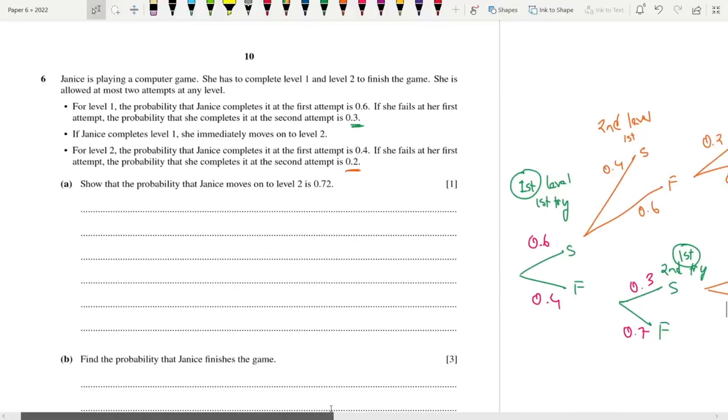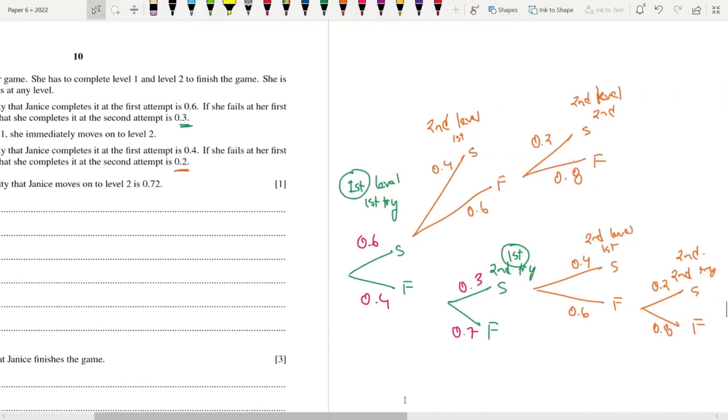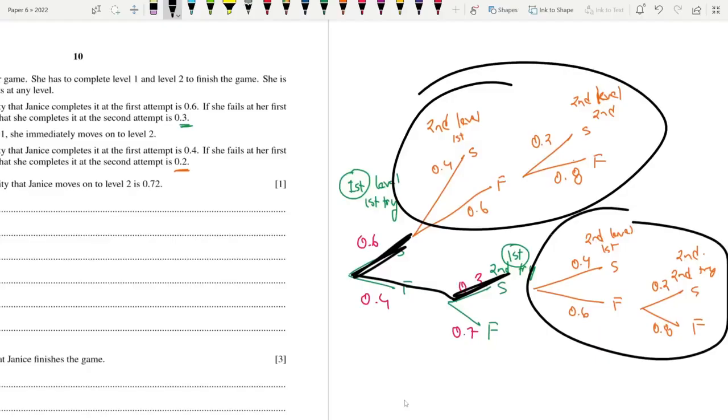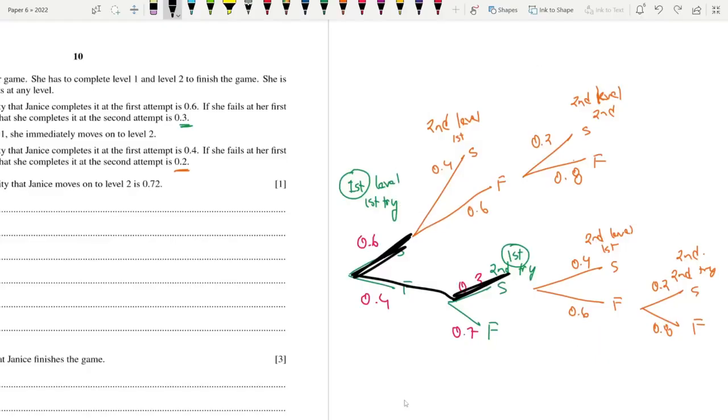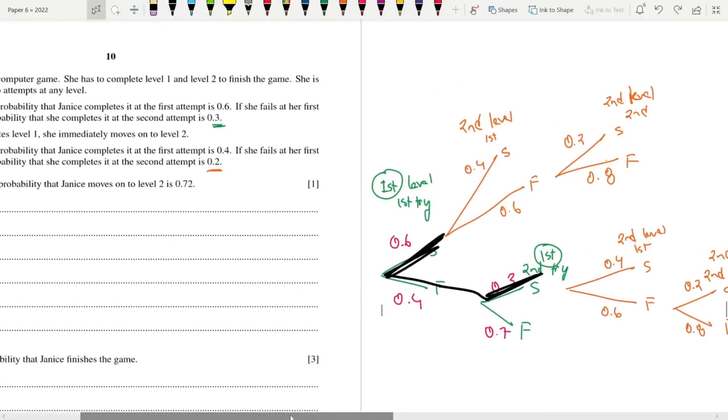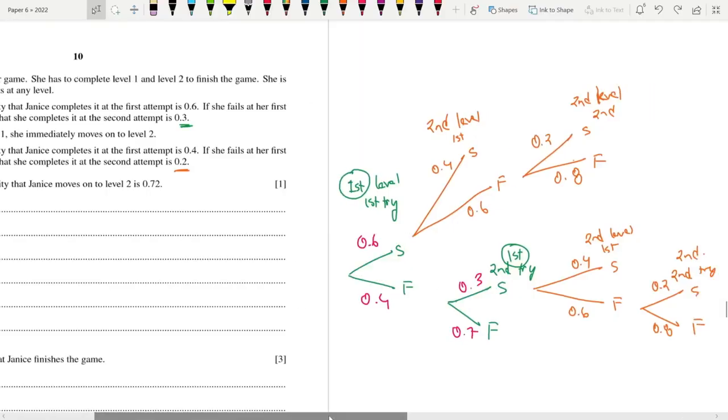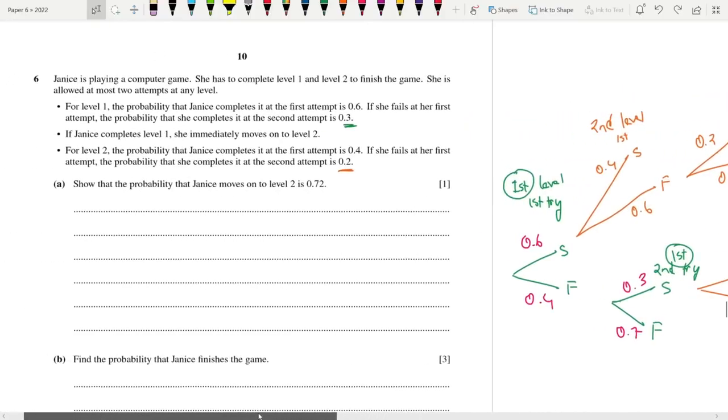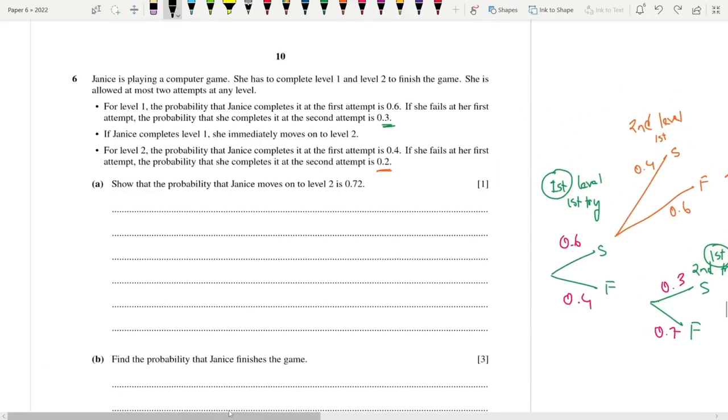Now, show that the probability that Janice moves on to level 2 is 0.72. So where is she moving on to level 2? This is one route, this is the other route of moving on to level 2, right? I've marked them with black. One way is succeeding on the first try or succeeding on the second try of the first level. That's all. Those are the ways you could move on to the next level.